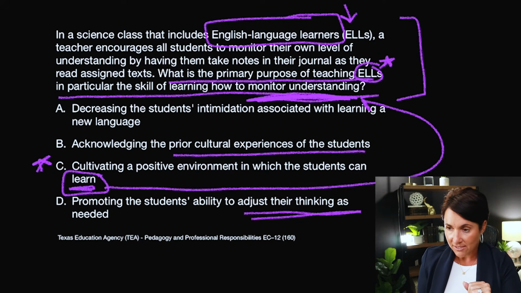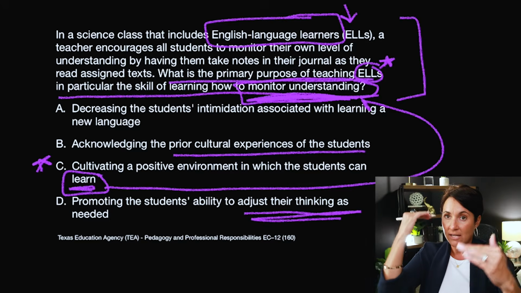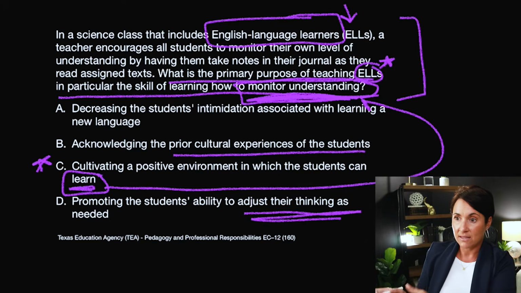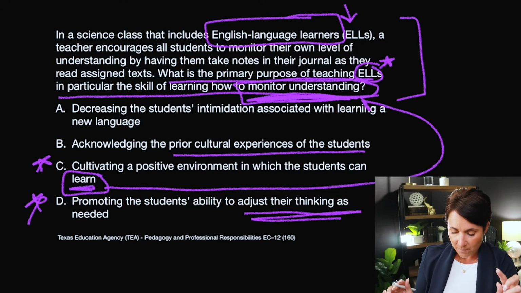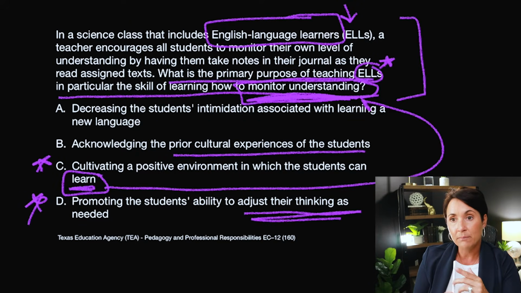Ability to adjust their thinking. If you're monitoring your understanding, then you should be able to adjust your thinking to meet the need of what you're doing. I like C and D. C and D are the best because they have to do with learning. A and B don't. So I'm going to leave them off for now, but let me go ahead and read the question.